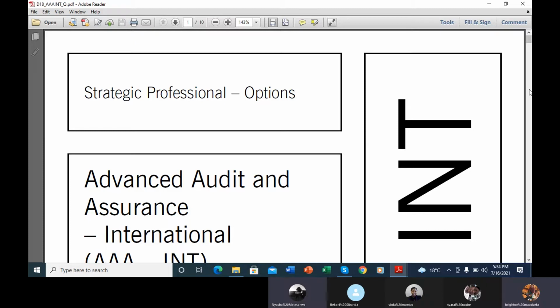So in the exam, it's not a matter of applying the whole accounting standard. Please, when you're applying the accounting standard, make sure that you're only applying relevant provisions of the accounting standard, not the whole accounting standard. Are we together?